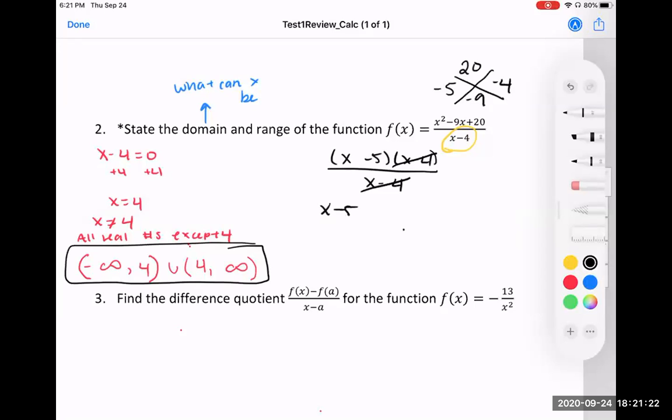So we're left with x minus 5. We plug in that 4 from our domain. So we have 4 minus 5, we get -1. So for our range, it's every number, and that corresponding domain value to our range is -1. So it's every number except -1. So our range would be from negative infinity to -1, and -1 to infinity.